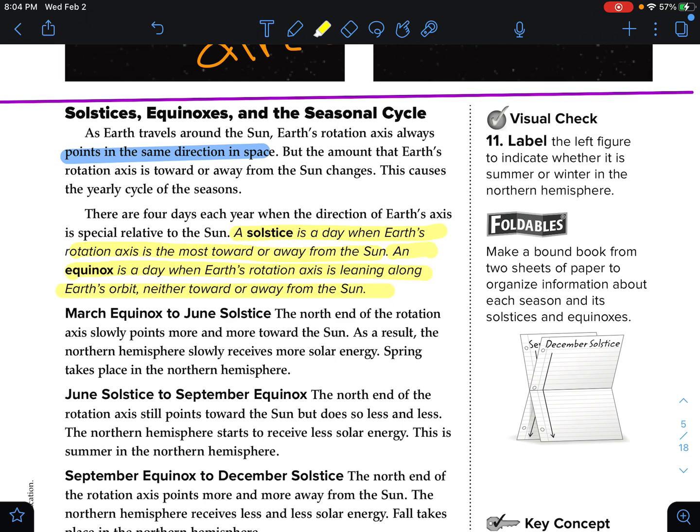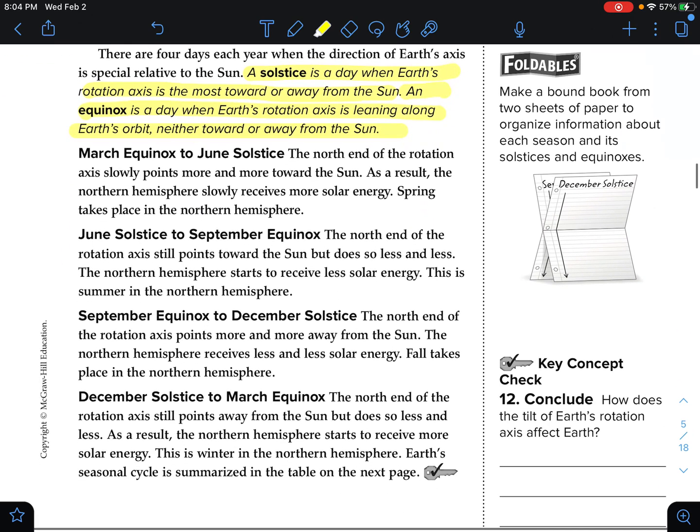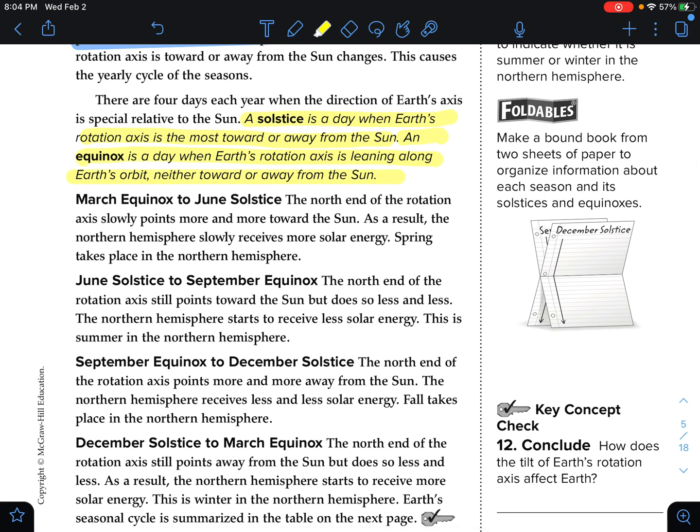March equinox to June equinox. So we'll get into that in just a moment as far as when those dates are. The north end of the rotation axis slowly points more and more toward the sun. And we know that because in the spring going up to summer, it gets warmer and warmer and warmer. As a result, the northern hemisphere slowly receives more solar energy. Spring takes place in the northern hemisphere.